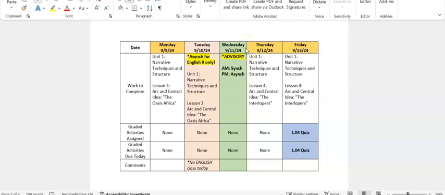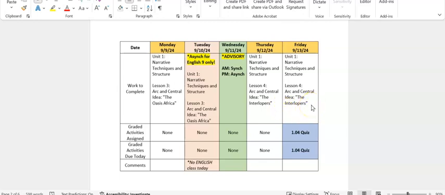Wednesday, September 11th, you'll have advisory in the morning, synchronous, and then you'll be async in the afternoon. That's a half-day schedule that day, and you'll be working with advisory in the morning. Thursday, September 12th, we'll start Unit 1, Lesson 4, Arc and Central Idea, the Interlopers.